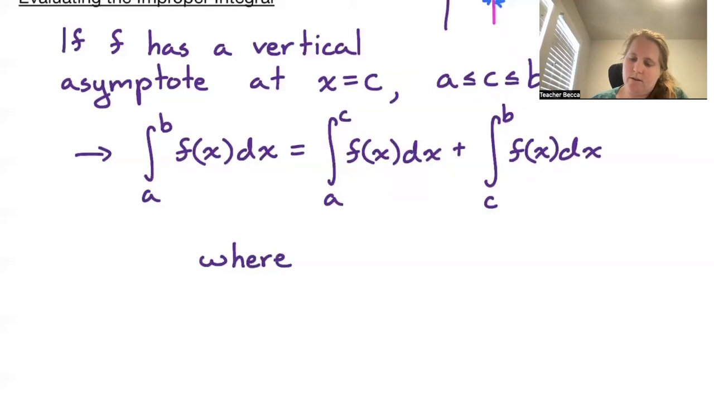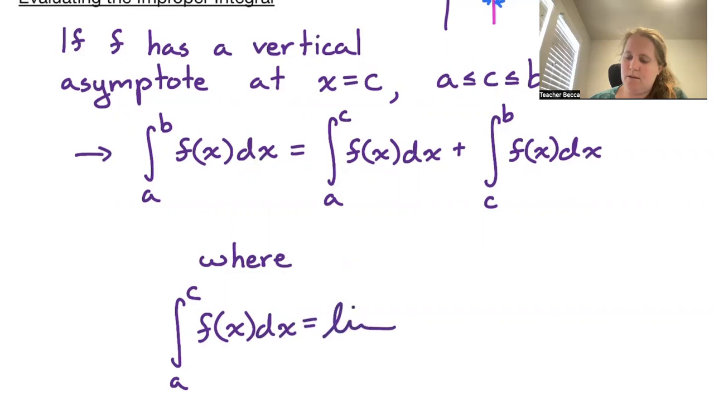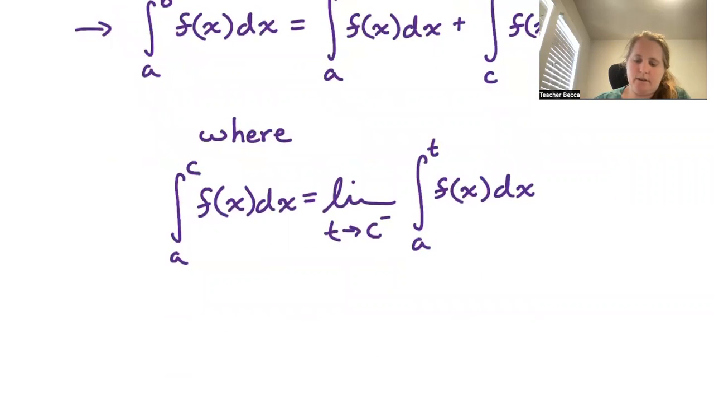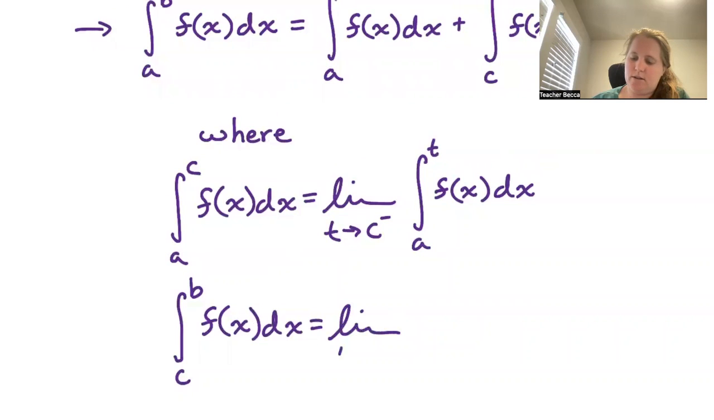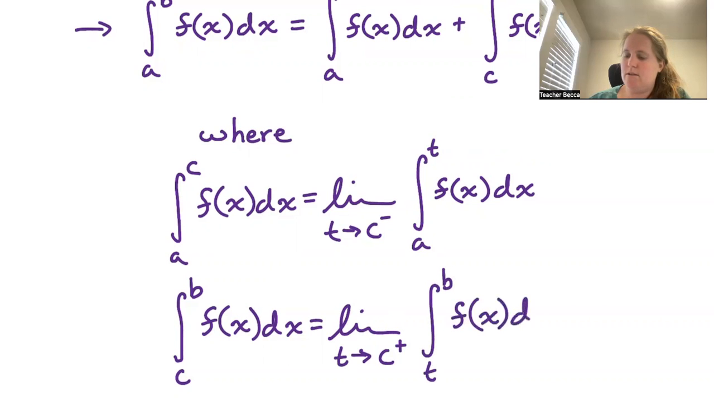where the integral from a to c of f of x dx is defined as the limit as t approaches c from the left side of the definite integral from a to t of f of x dx, and the definite integral from c to b of f of x dx is the limit as t approaches c from the positive side of the definite integral from t to b of f of x dx.